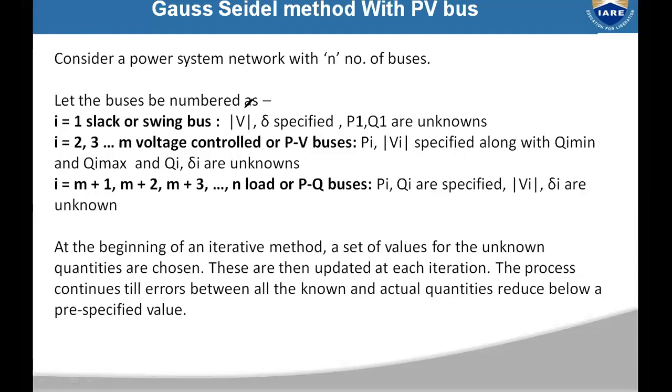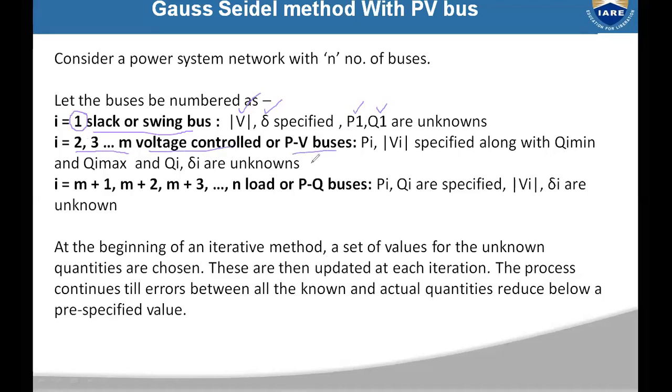So out of n number of buses, first bus, I equal to 1, will be considered as the slack or swing bus. At the slack or swing bus, the magnitude of voltage and angle delta are specified. Now at this bus, you have to determine P1 and Q1, so these two are the unknown variables. Now from second bus to bus m, you assume that as voltage controlled buses or PV buses.